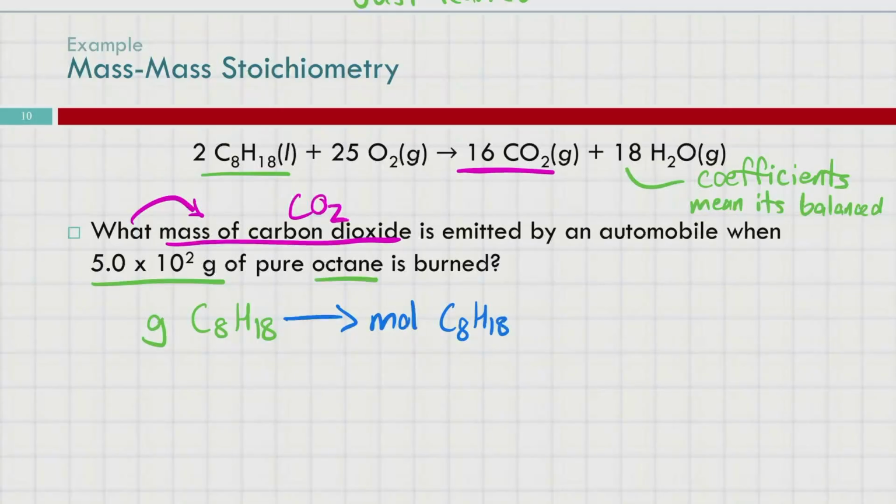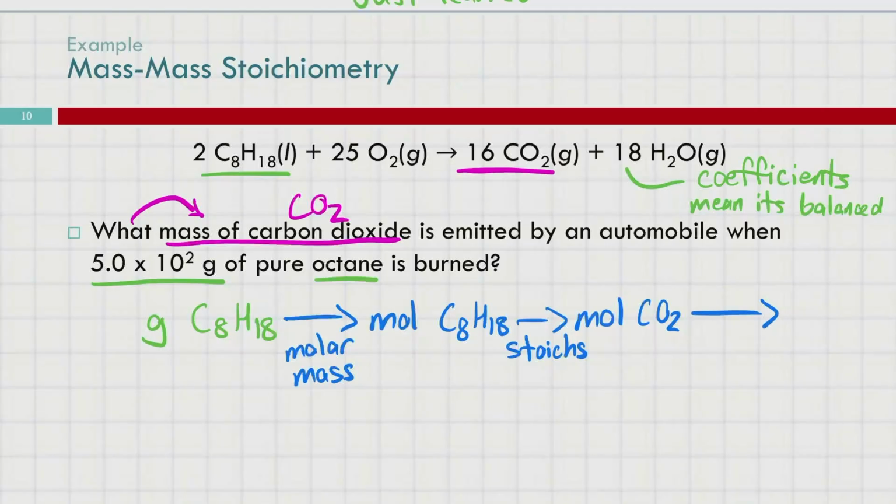What do we need to do that step? We need a molar mass. And from moles of octane, we can convert to what? Moles of CO2, using our stoichiometry ratio. And from moles of CO2, we can get to mass or grams CO2, again using a molar mass value.